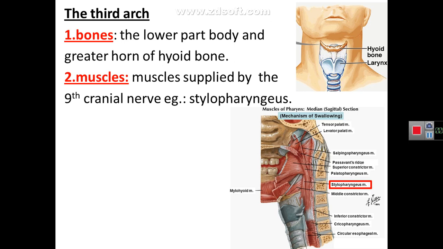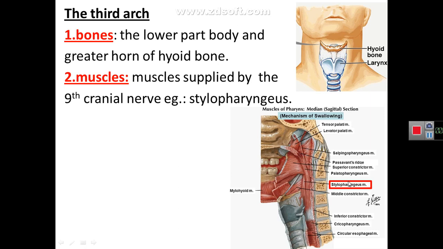Regarding the third arch, it also forms bones and muscles, just like the first arch and second arch. The mesoderm of the third arch forms the following bone. It forms the greater horns of the hyoid bone and the lower part of the body of the hyoid bone, while the muscles derived from the third arch include muscles that are supplied by the cranial nerve, which is the glossopharyngeal nerve.